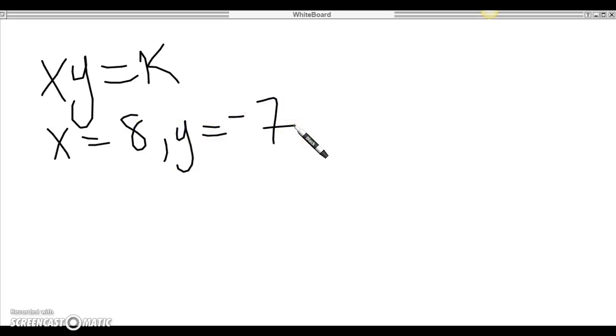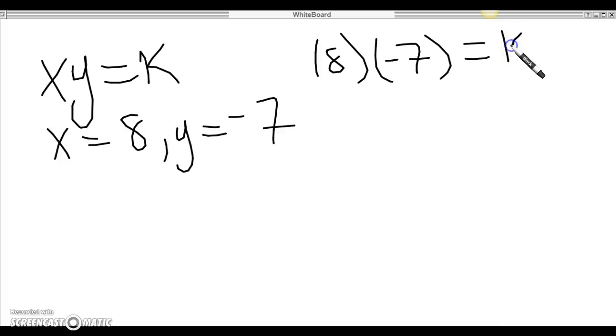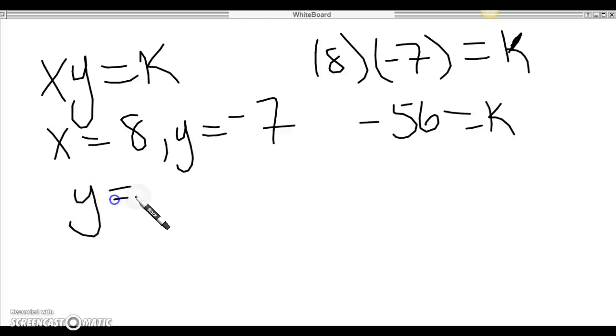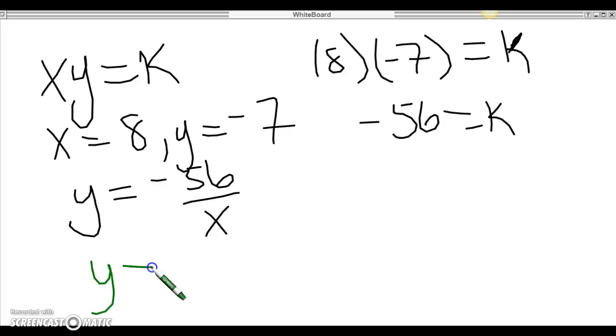So I can find my k. So that is 8 times negative 7 equals k. And so I get negative 56 is my k value. So I can rewrite this as y equals negative 56 over x. So there's my function, because the original function is y equals k over x.